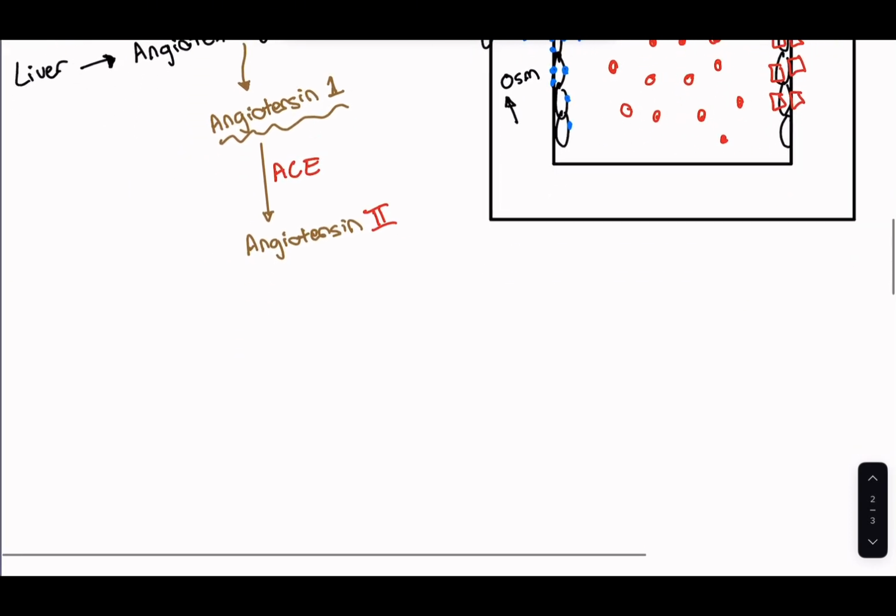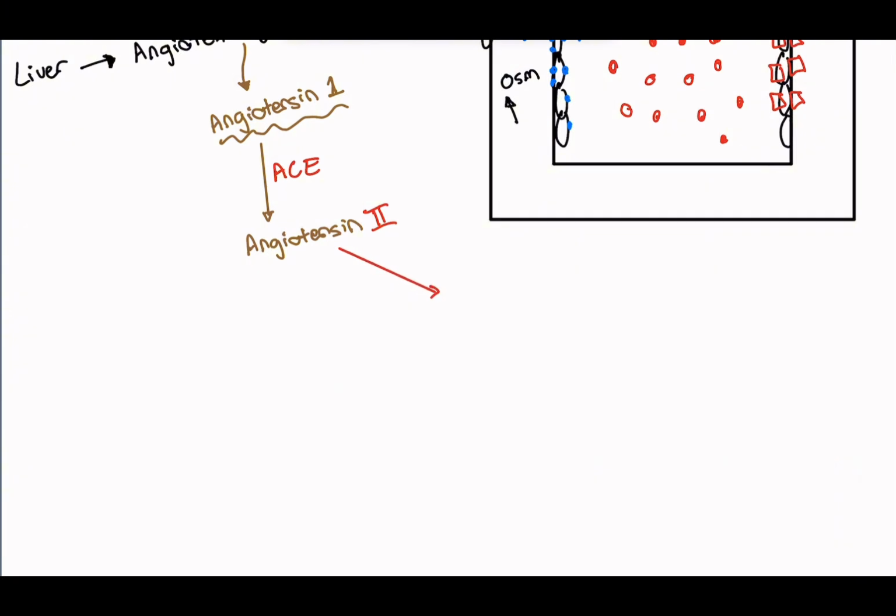One of those is it goes to the brain. So it's in circulation, it's having an effect on the brain, and it's activating magnocellular neuroendocrine neurons. So these neurons are originating in the brain, and they're releasing a hormone into circulation, causing those cells to release vasopressin.